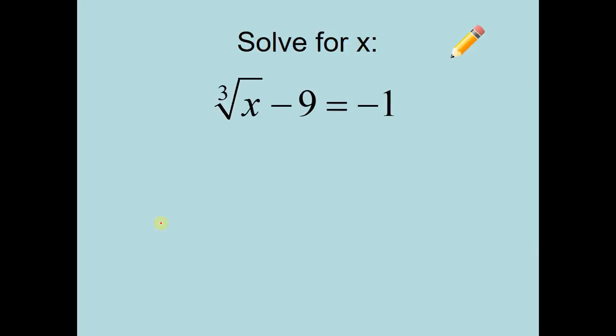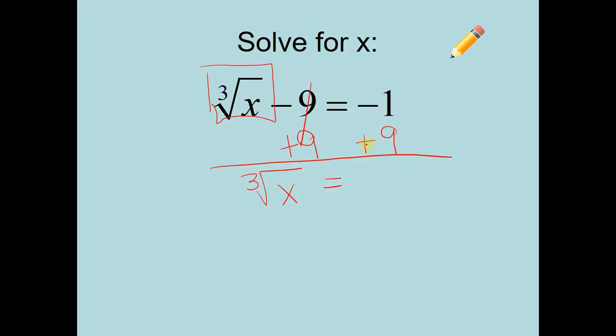So let's look at our first problem. I have the cube root of x minus 9 equals negative 1. So very first thing, I need to get this cube root of x alone. I need to get it alone so that I can cube it and undo that cube root. So what I'm going to do is add 9 to both sides. So I'm going to get cube root of x, this is going to cancel off, equals negative 1 plus 9, that is 8. Now what I need to do, guys, I have a cube root of x. I need to undo that cube root. So I'm going to cube it.